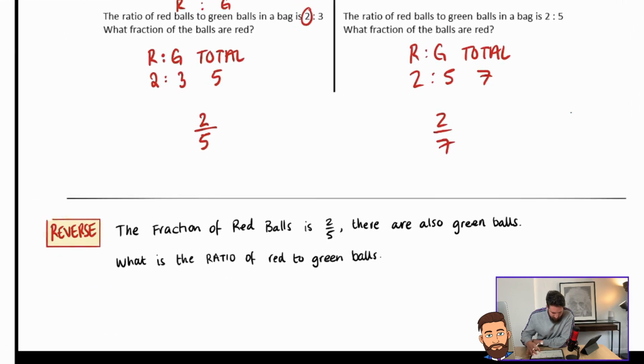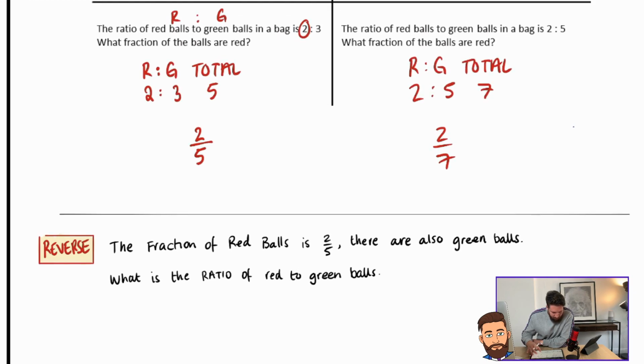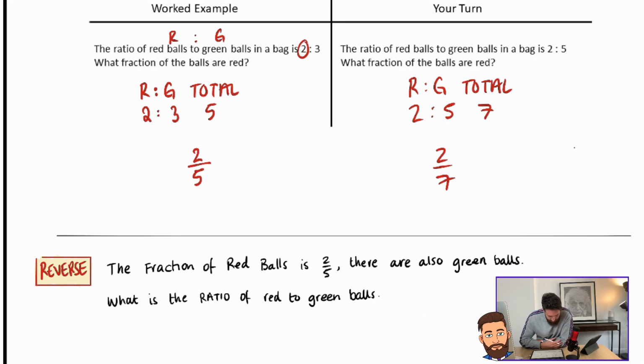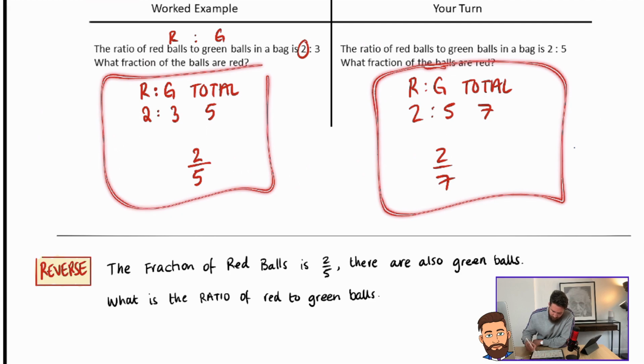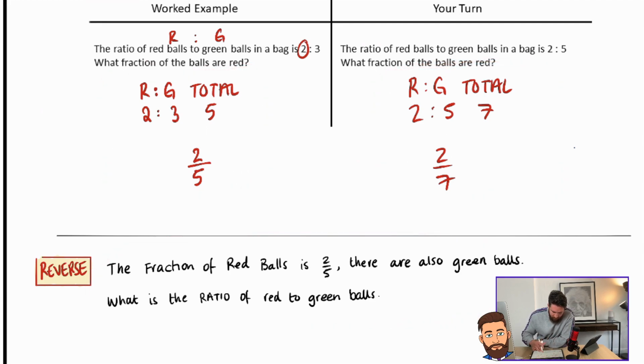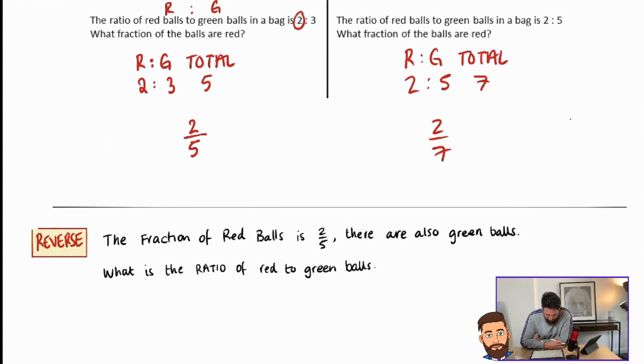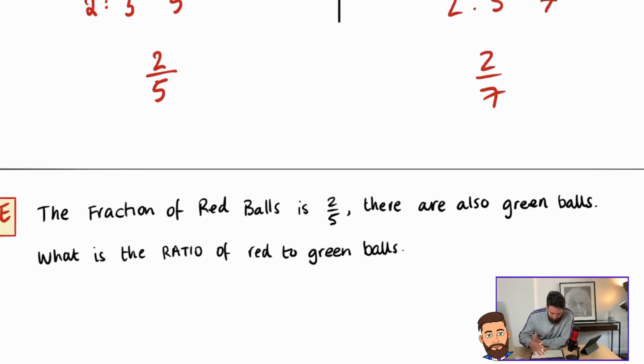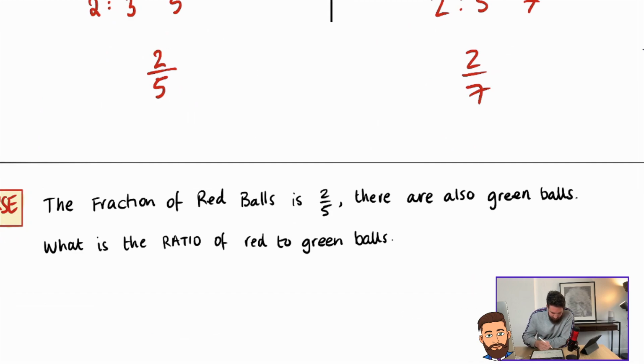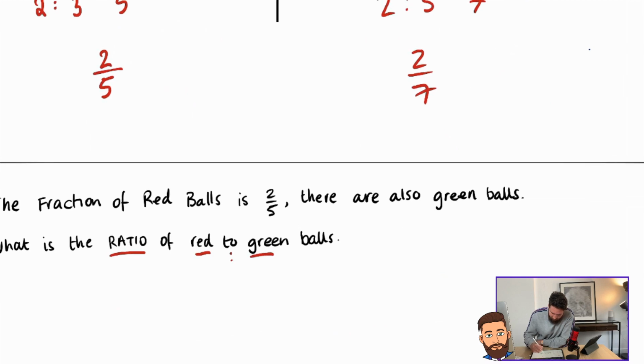So looking at this question here, which is talking about the same topic but in reverse, you have to have a very clear understanding of how these are working to be able to reverse it. Here it says the fraction of red balls is 2 out of 5. There are also green balls. What is the ratio of red to green balls? So the first thing that I would set up here is the ratio they've asked me, which is red to green. So I'll just put R to G and a total.